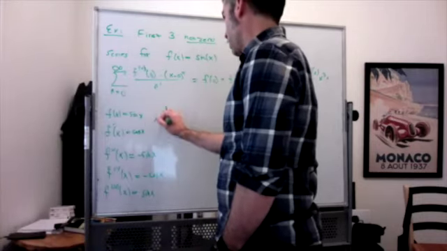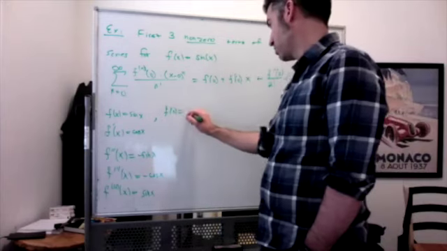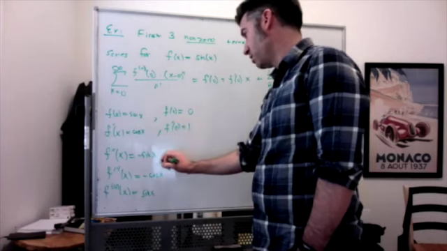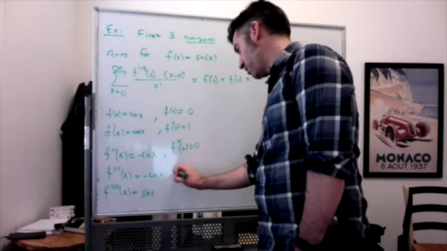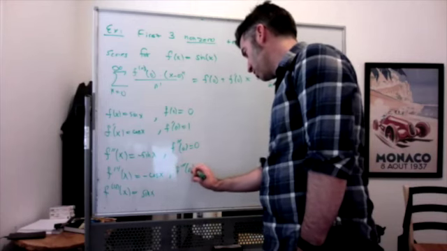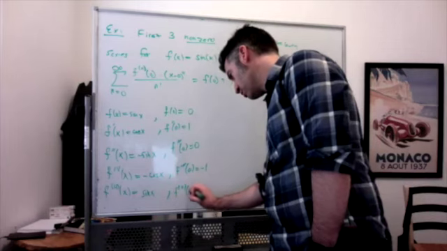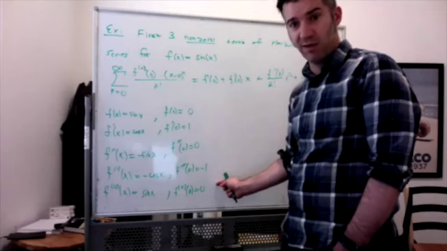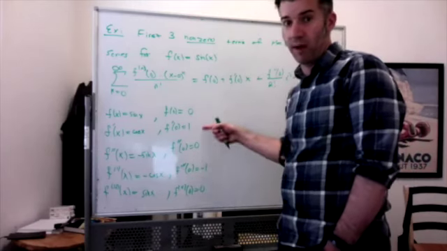And we can see that f of 0, sine of 0, is 0. And the first derivative is 1. And the second derivative, again, is 0. And the third derivative is going to be negative 1. And the fourth derivative, we're back to 0. So every even derivative is 0. And every odd derivative is either 1 or negative 1. It's going to go back and forth.